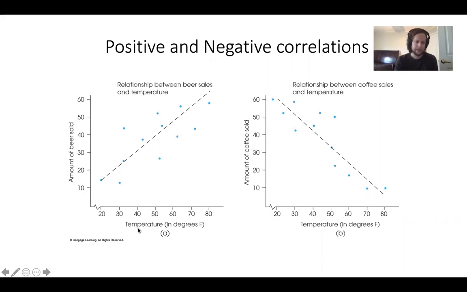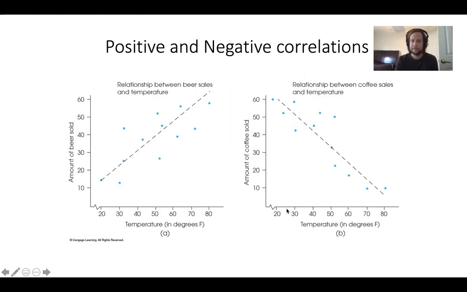The X value here is temperature, so how hot it is outside. And the Y-axis is the amount of beer, a cold beverage, sold. So as the temperature outside gets hotter, the more beer is purchased and sold by companies. That is a positive correlation. As the value of this variable increases, the value of this variable increases as well. A positive correlation, it's going up and to the right.